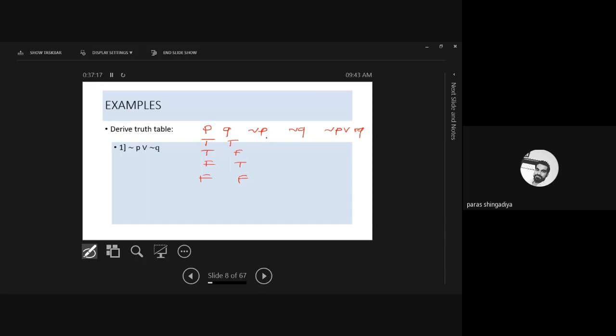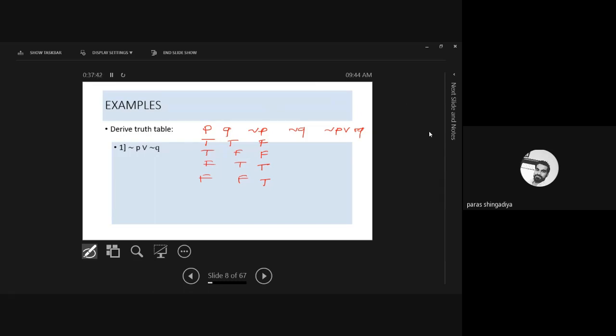And now next is negation P. We have four outcomes of P. First two are T, second two are false. So what will the negation P column be? T will convert to F, that is also F, that is T and that is T. Negation means true becomes false, and false becomes true. Okay? That is called negation.